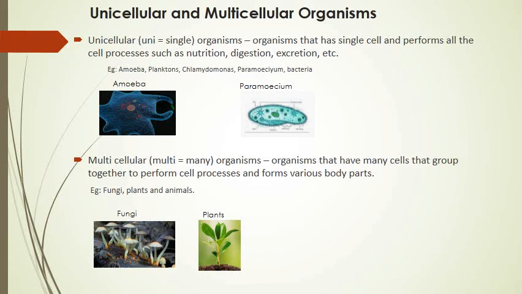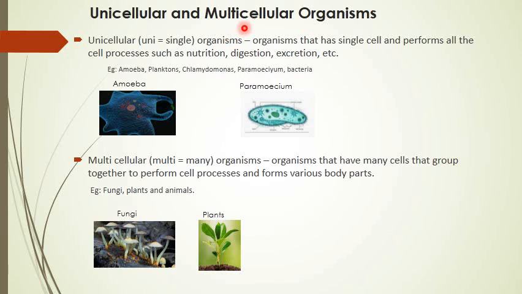Unicellular and multicellular organisms. Unicellular, when I say uni, uni is single. We say unit, universal. Everything has uni here. So that is one, single. Okay, uni means single or one. Cellular in the sense which possess cell. So one cell, the organisms having one cell or a single cell are known as unicellular organisms.